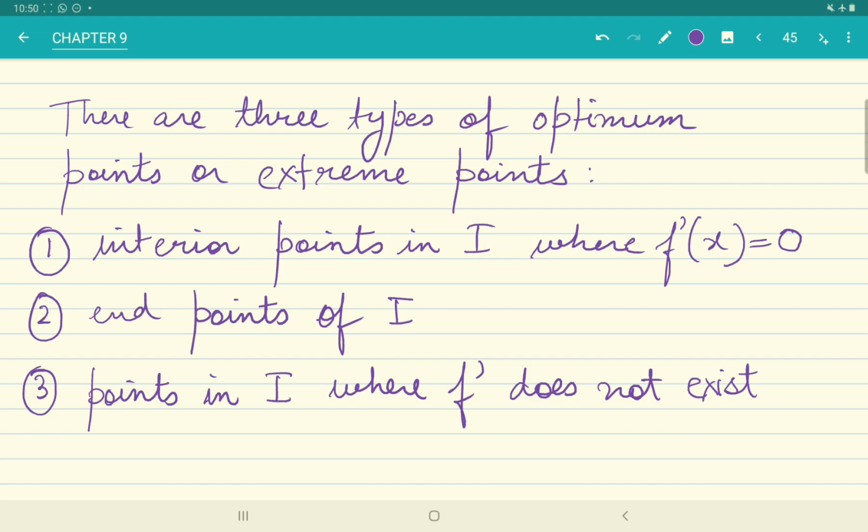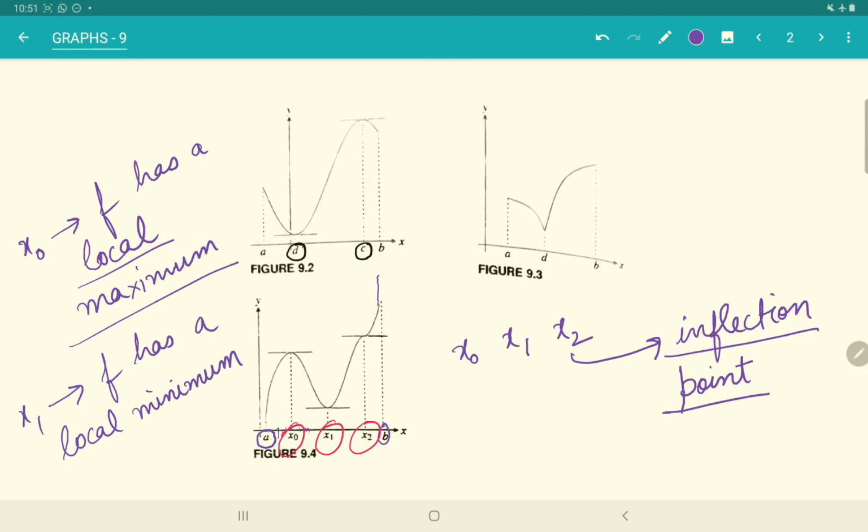If we are concerned about this third type, we can see that in that diagram. So this is the diagram wherein we see that if I look at figure 9.3, there is a minimum which occurs at point D.